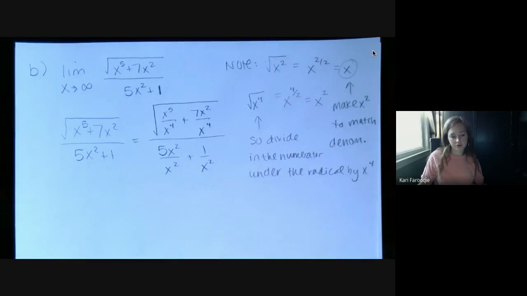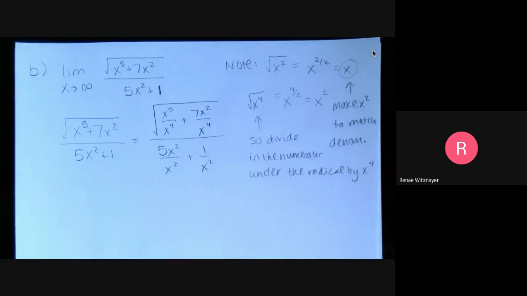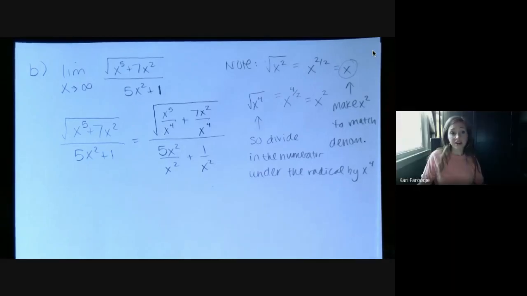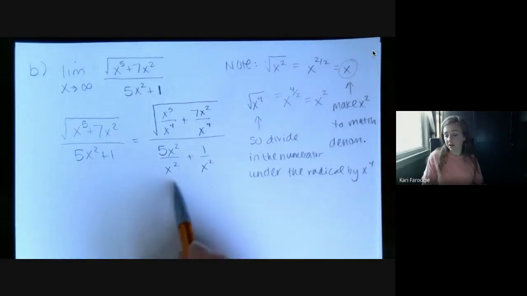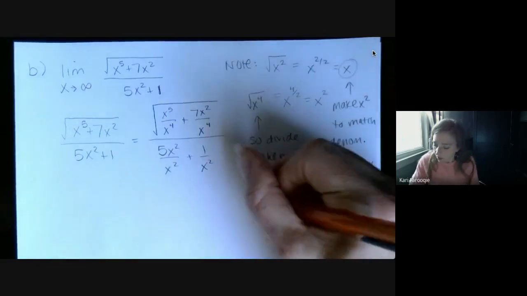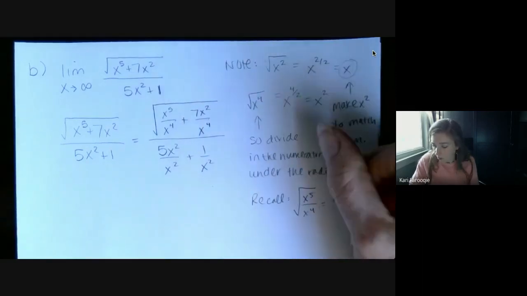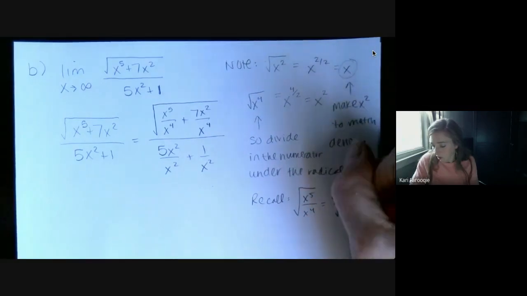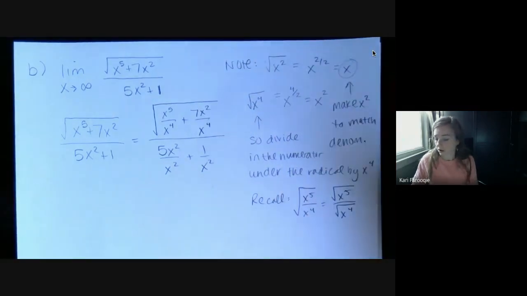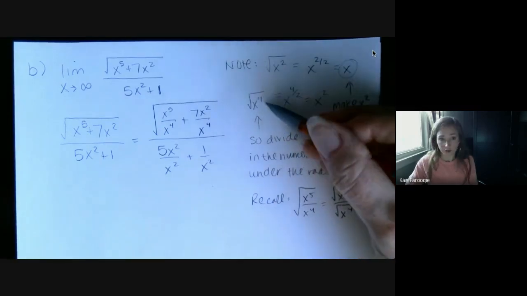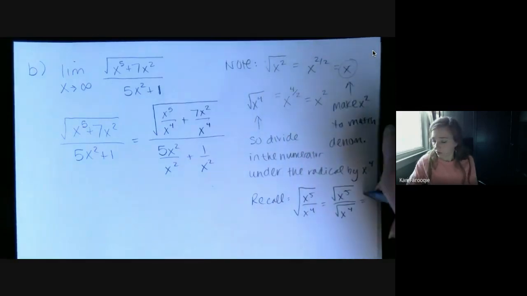All right, any questions there? Since you divide by x squared on the denominator, why didn't you also divide that on the numerator? Yeah, so technically I did. It's just that in the denominator, there was no radical in it, so it just looked like x squared. But in the numerator, remember that the square root of x to the 5th divided by x to the 4th is the square root of x to the 5th divided by the square root of x to the 4th. So we said that the square root of x to the 4th was x squared. So this is really the square root of x to the 5th divided by x squared.